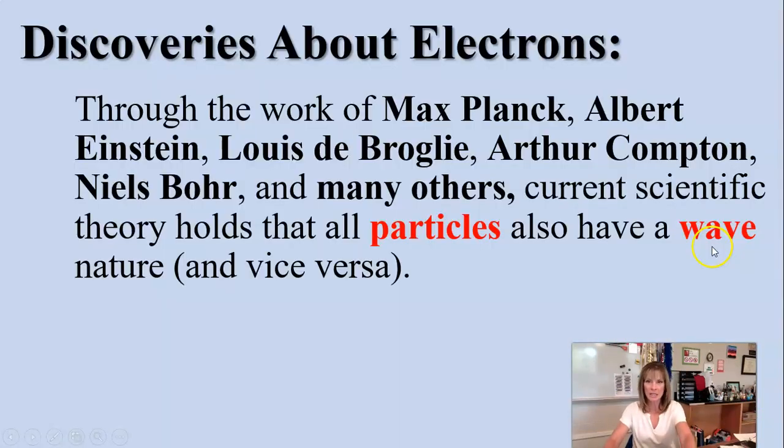Okay, so there you go. So let's see if we can go to the next slide. There we go. So, discoveries about electrons. A lot of people were involved at different times, discovering different things, and we kind of put it all together in something called the quantum mechanical model. So these are some of the scientists that are responsible for discoveries that led to this new model that we use now.